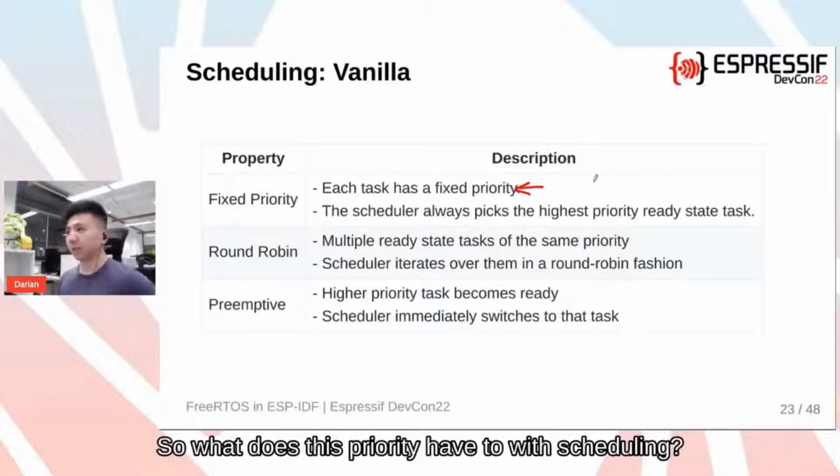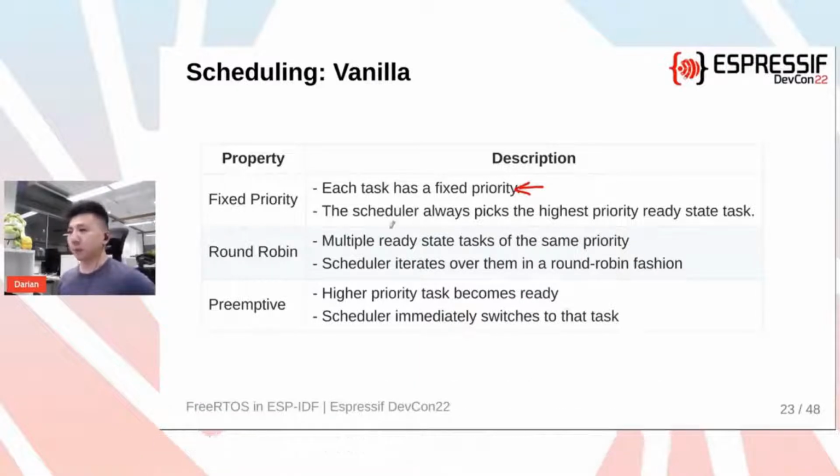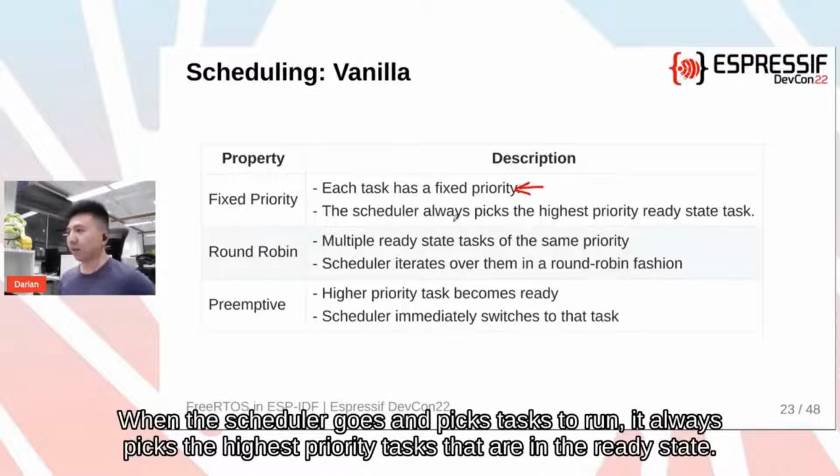So what does priority have to do with scheduling? When the scheduler goes and picks a task to run, it always picks the highest priority task that is in the ready state.